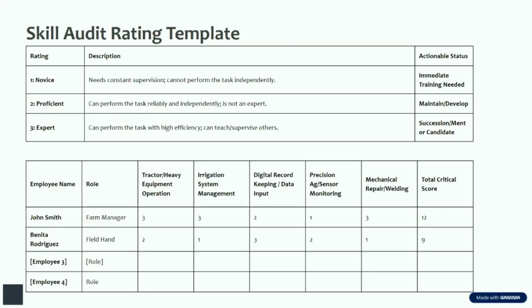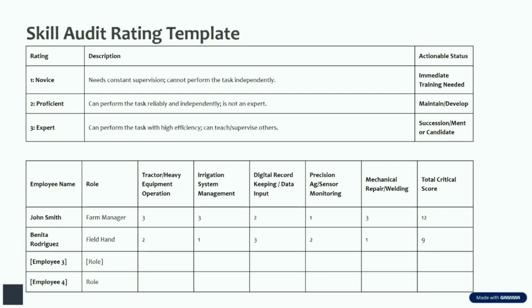I don't just want to employ people. I want to employ skilled people. So this is how you can do your skill audit. Now, our rating, anywhere we put 1, it means the person is a novice, and such a person will need constant supervision and actionable status.